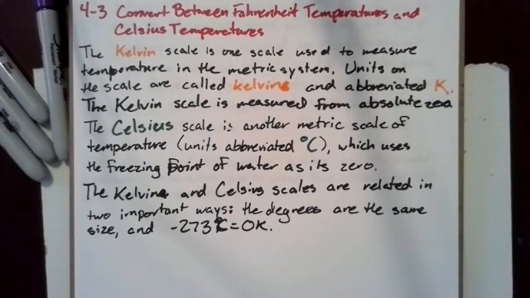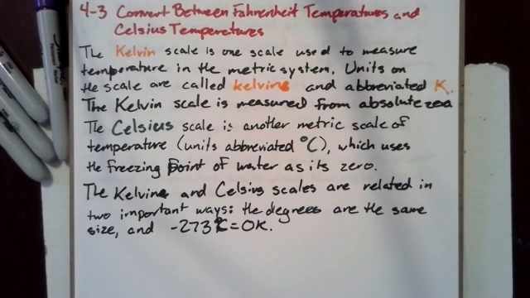In this video, we will convert between Fahrenheit temperatures and Celsius temperatures. The Kelvin scale is one scale used to measure temperature in the metric system. Units on the scale are called kelvins with a small k and are abbreviated capital K. There's no degree here because the units are called kelvins. The Kelvin scale is measured from absolute zero.